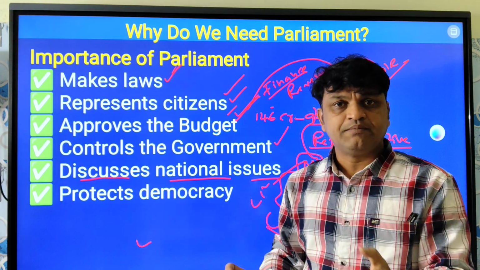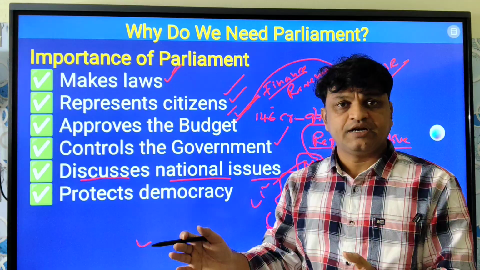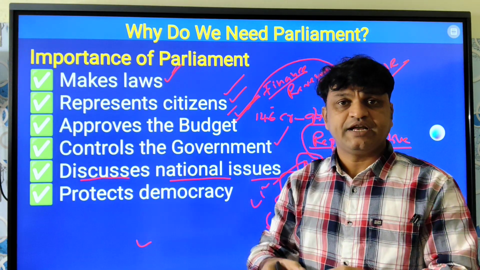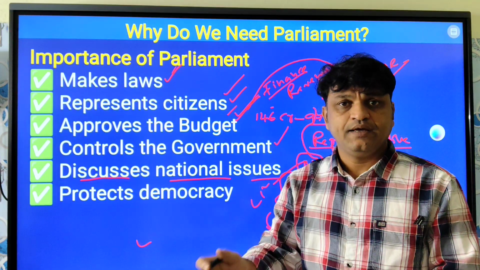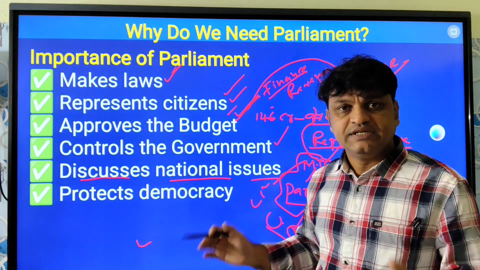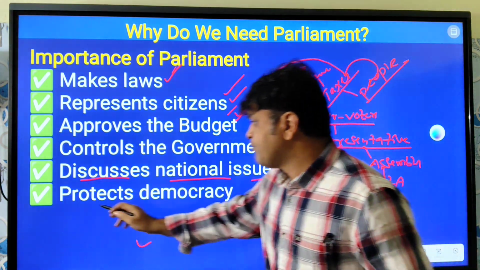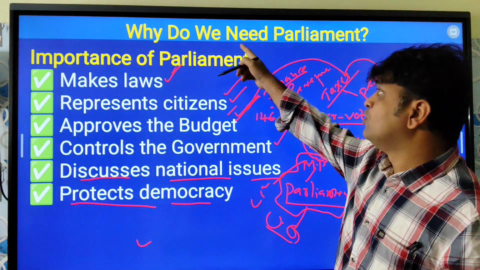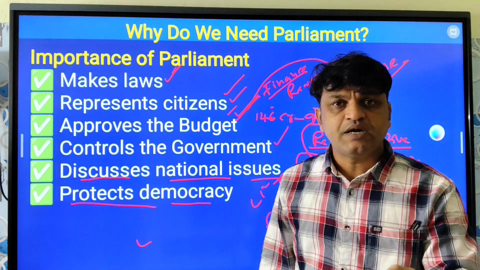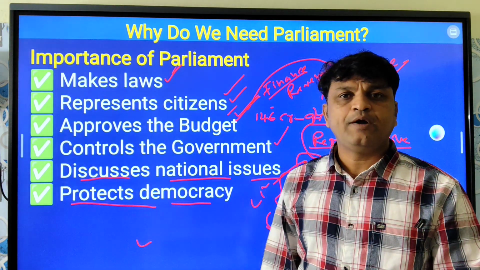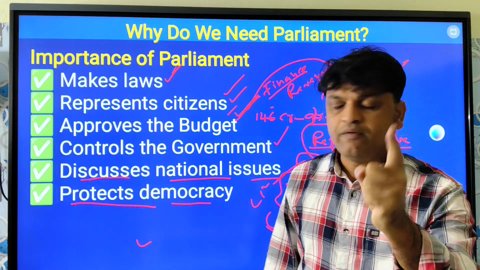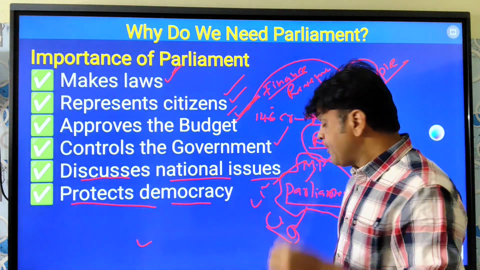Recently in Delhi Jantar Mantar, students protested under the CJP, Cockroach Janata Party leader. They protested against the government, demanding to sack the union education minister. So like this, they have to discuss national issues in parliament and protect the democracy. As I told you, parliament is the heart of the democracy, so it is the utmost responsibility of the parliament to protect the democracy. What is democracy? Of the people, by the people, for the people. Already we have discussed it.